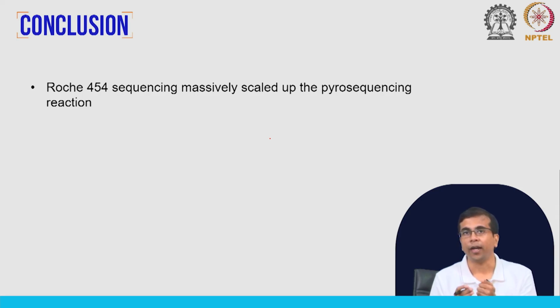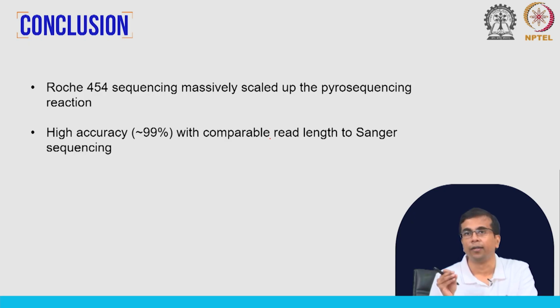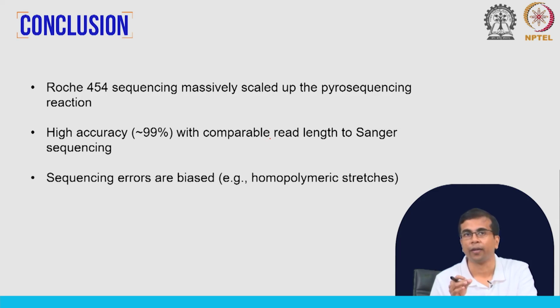And we have talked about how these base calls are dependent on the number of base additions. The signal should scale linearly with the number of bases that are added. This method is highly accurate, as has been observed, about 99%, with read length comparable to Sanger sequencing. Sanger sequencing gave about 900 base pair to 1 kb read length, and this method gave us about 500 to 600 base pair at most.